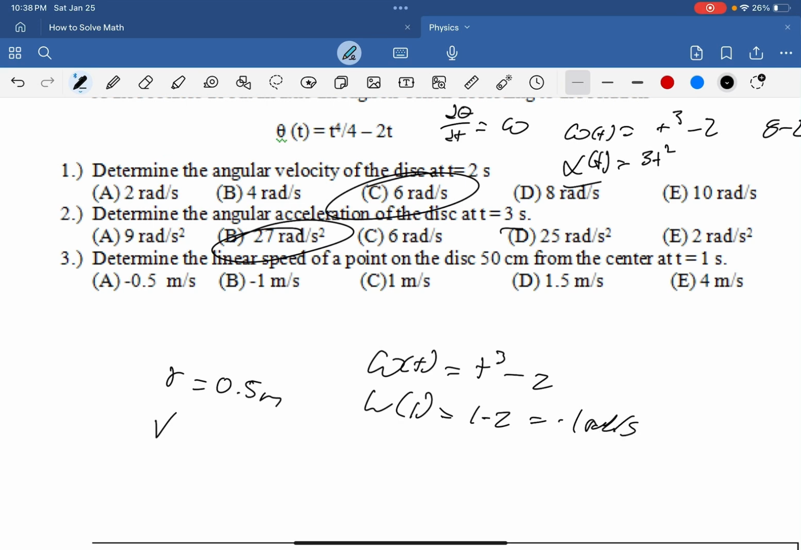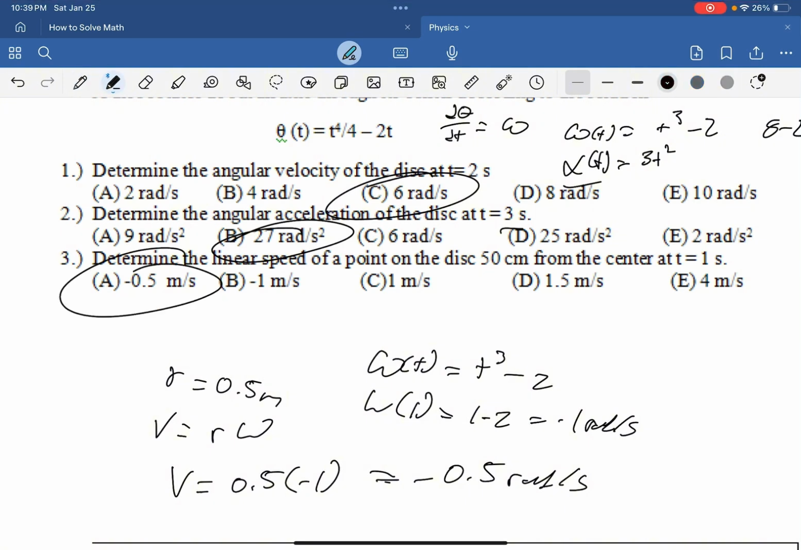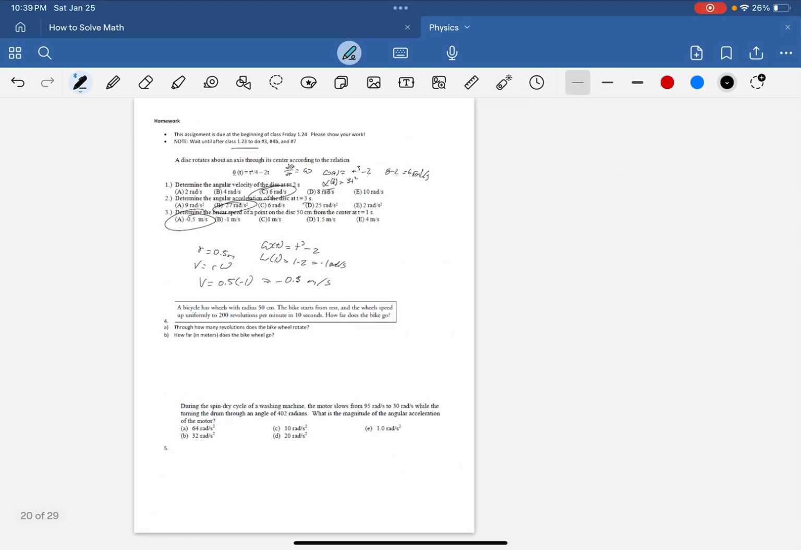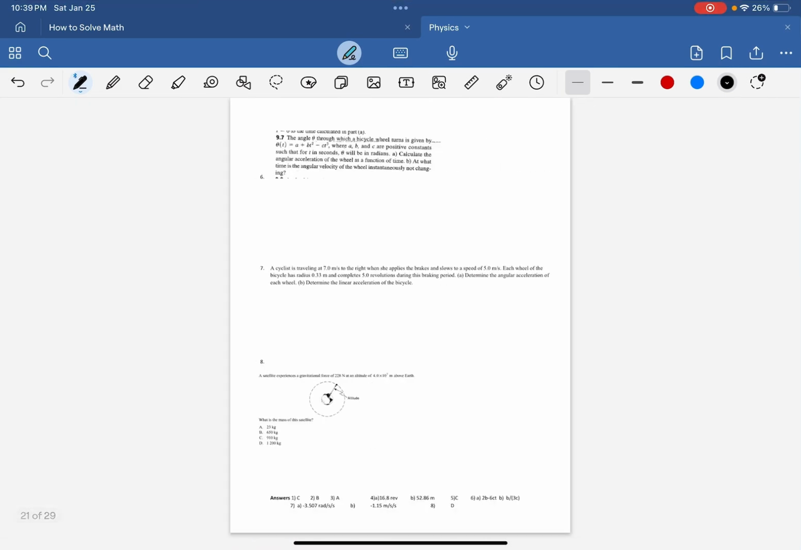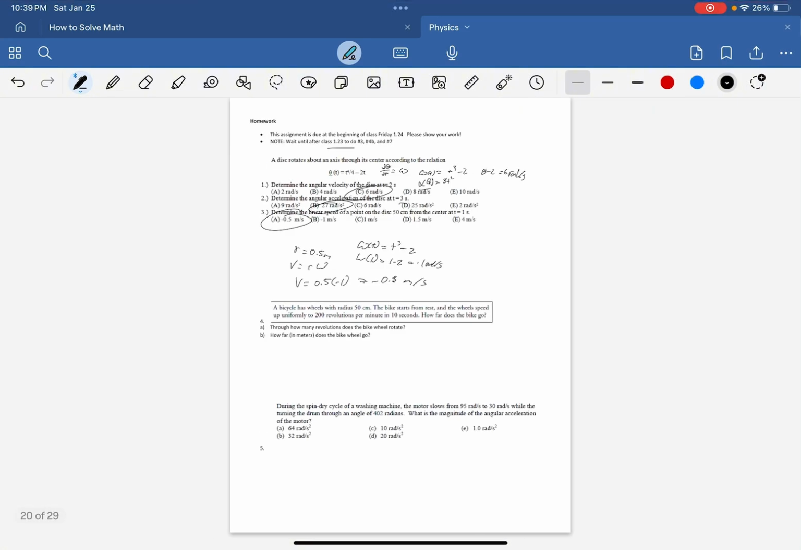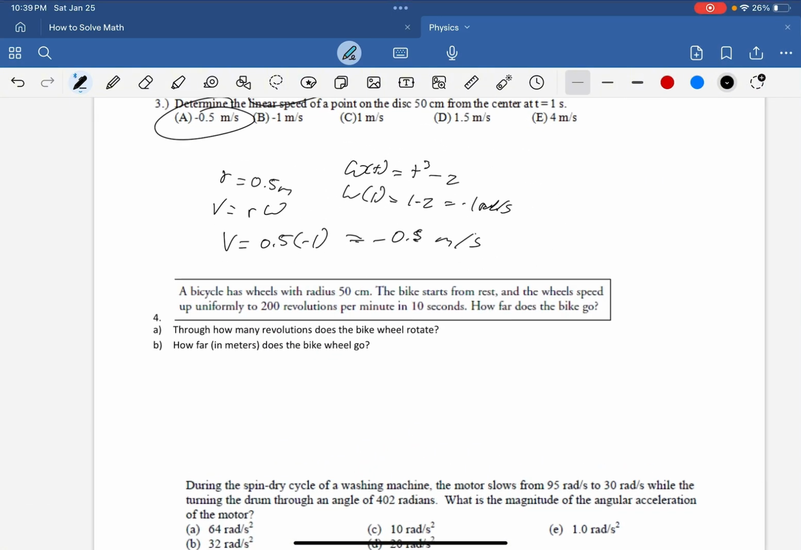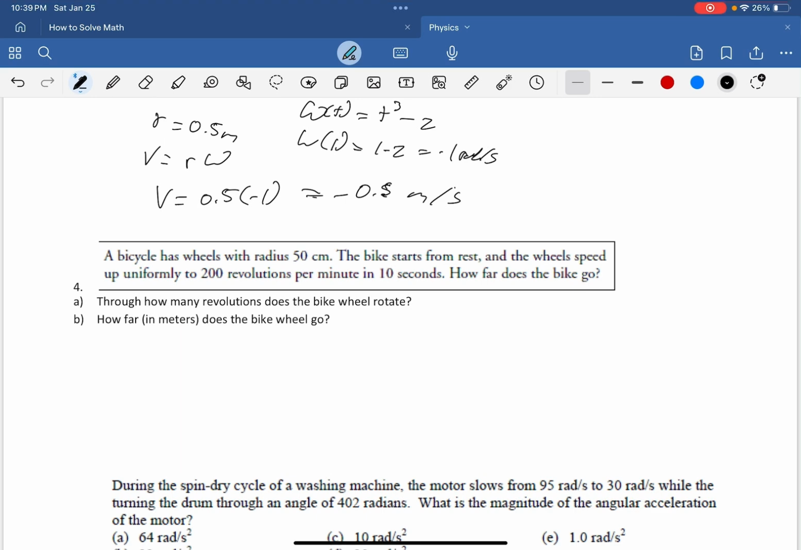So our linear velocity is equal to r times omega, which means our linear velocity is equal to 0.5 times -1, which is equal to -0.5. Oh, sorry, not radians, because we switched over to linear. -0.5 meters per second. Let's check that out. We said that was A, and yes, it's A. So good job, guys. We did it. Let's go on to the next problem.